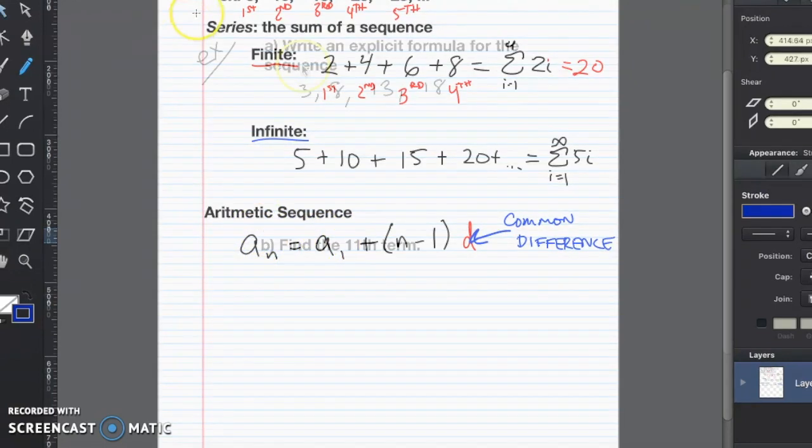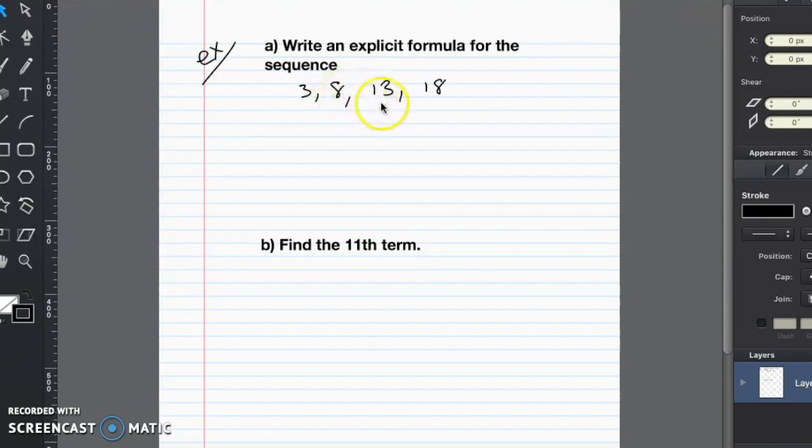So let's take a look at an example. This guy, 3, 8, 13, and 18, right? The pattern being is that I'm adding 5 to each of these. So 3 plus 5 is 8, 8 plus 5 is 13, 13 plus 5 is going to be 18. Write the explicit formula for the sequence.